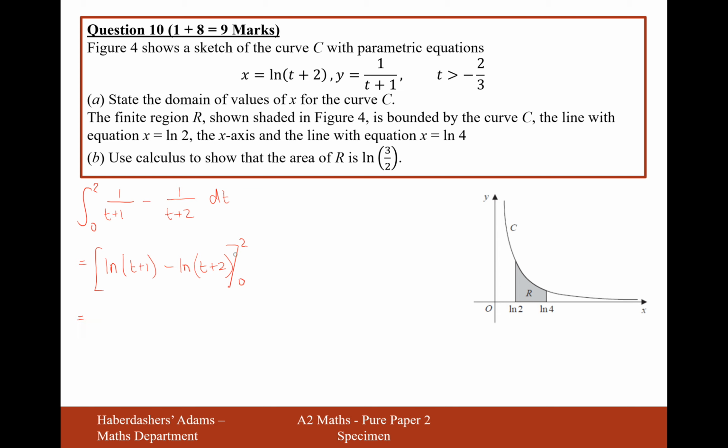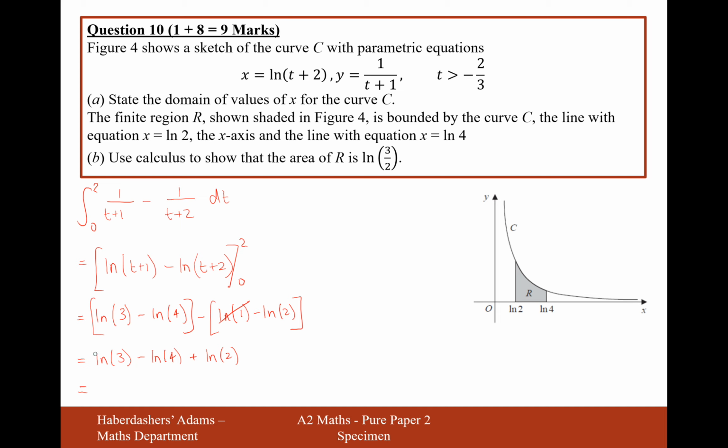Let's now substitute in the values of 2 and 0. So it's going to be ln of 3 minus ln of 4. And then we subtract the other value substituted in, which is 0: ln of 1 minus ln of 2. And now we're going to put this all together, so it's going to be ln 3 minus ln 4. Ln of 1 is just 0, so that will just cancel out, and then expand the brackets, it's a double negative, so it's going to be plus ln 2.